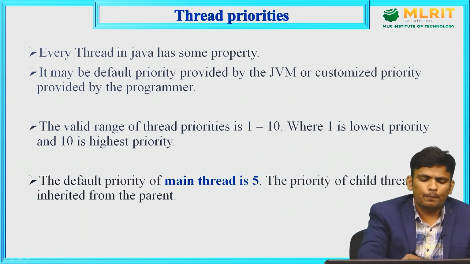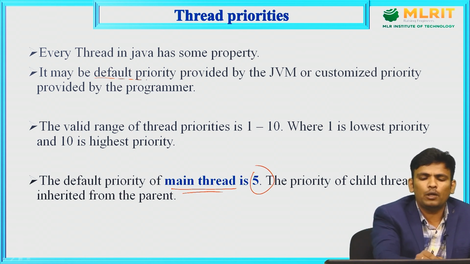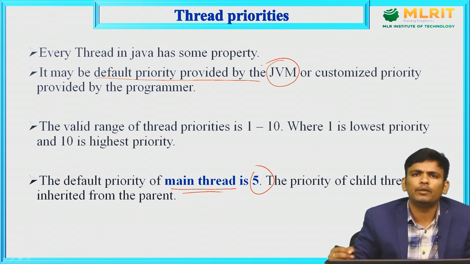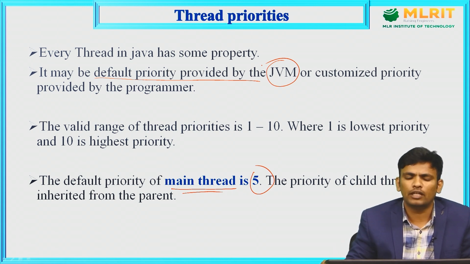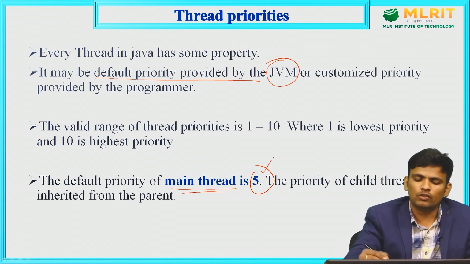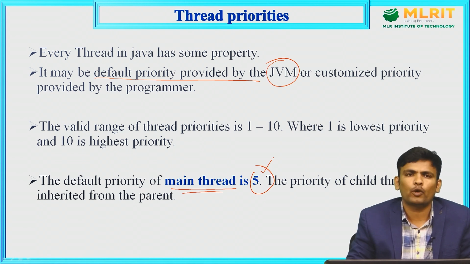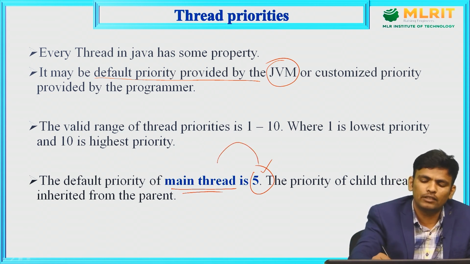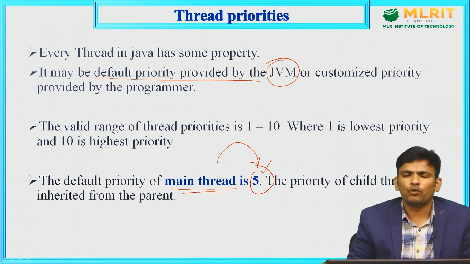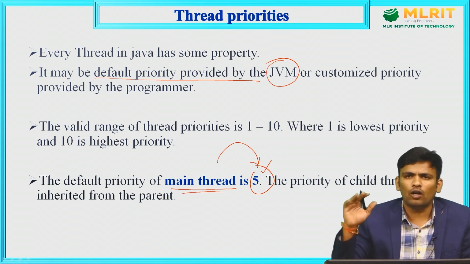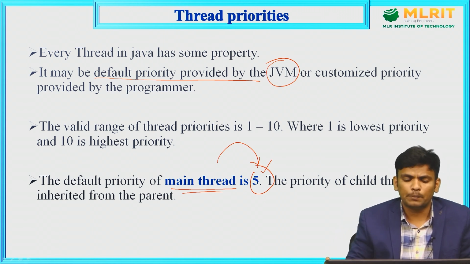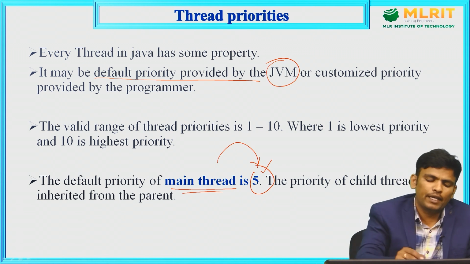The default priority of the main thread is 5. As I mentioned, it is the default priority provided by the JVM, which allocates it for every thread. In any Java program you have the main thread and other threads. The priority of the main thread is 5 only. If you want, you can customize the priority and, depending on the requirement, increase or decrease it. And these priorities are inherited from the parent class.